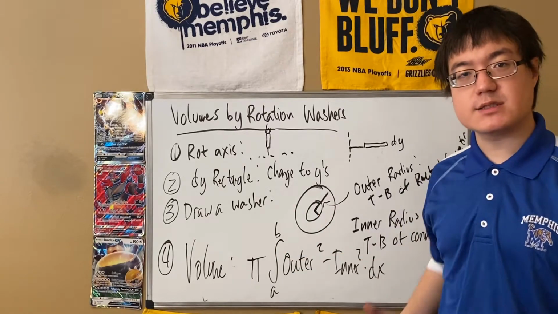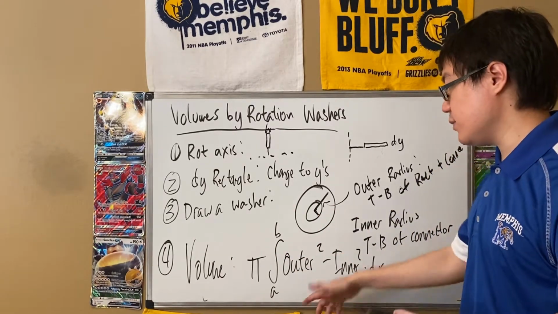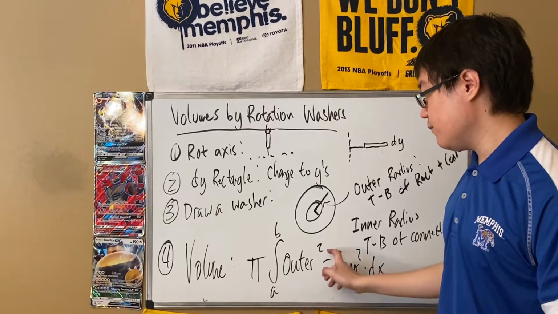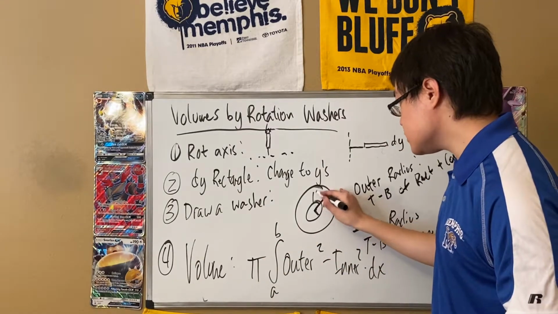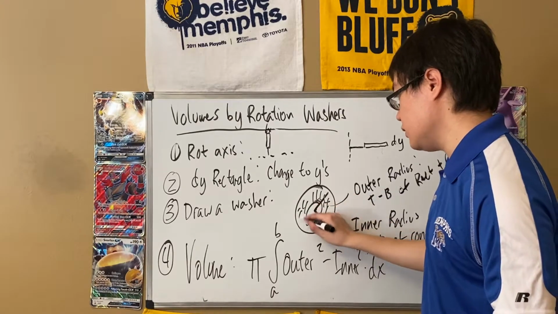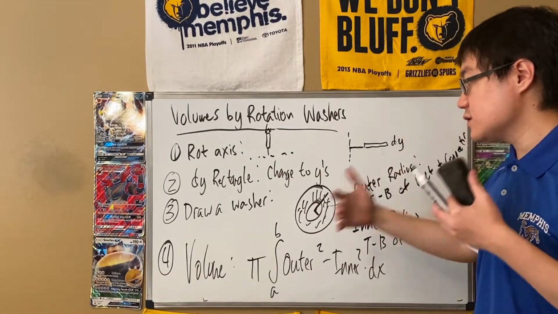They do it outer minus inner squared, but in fact, it's going to be outer squared minus inner squared, because it's going to be one circle minus the area of another circle, so that you can find this region as we want, the area of this region. So this is going to be the setup.